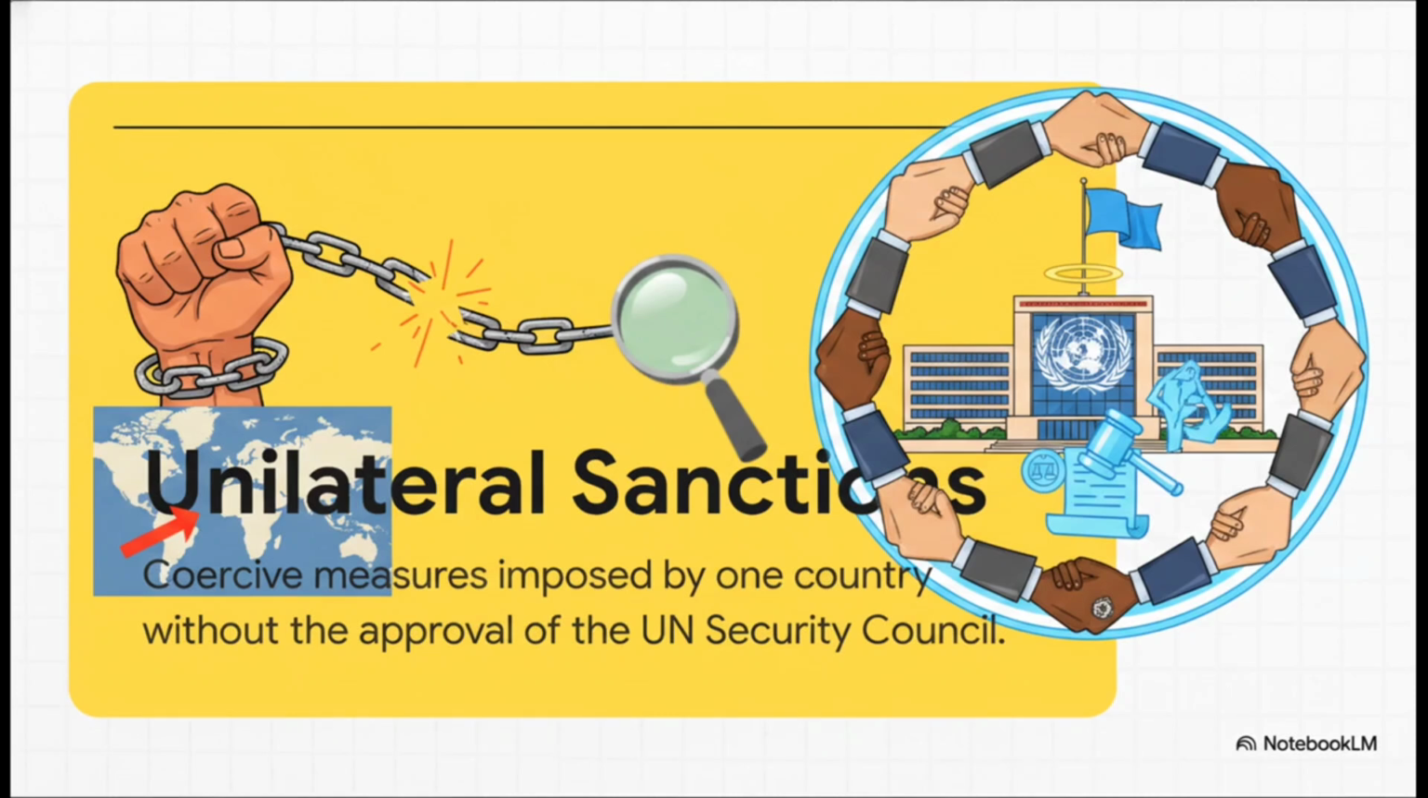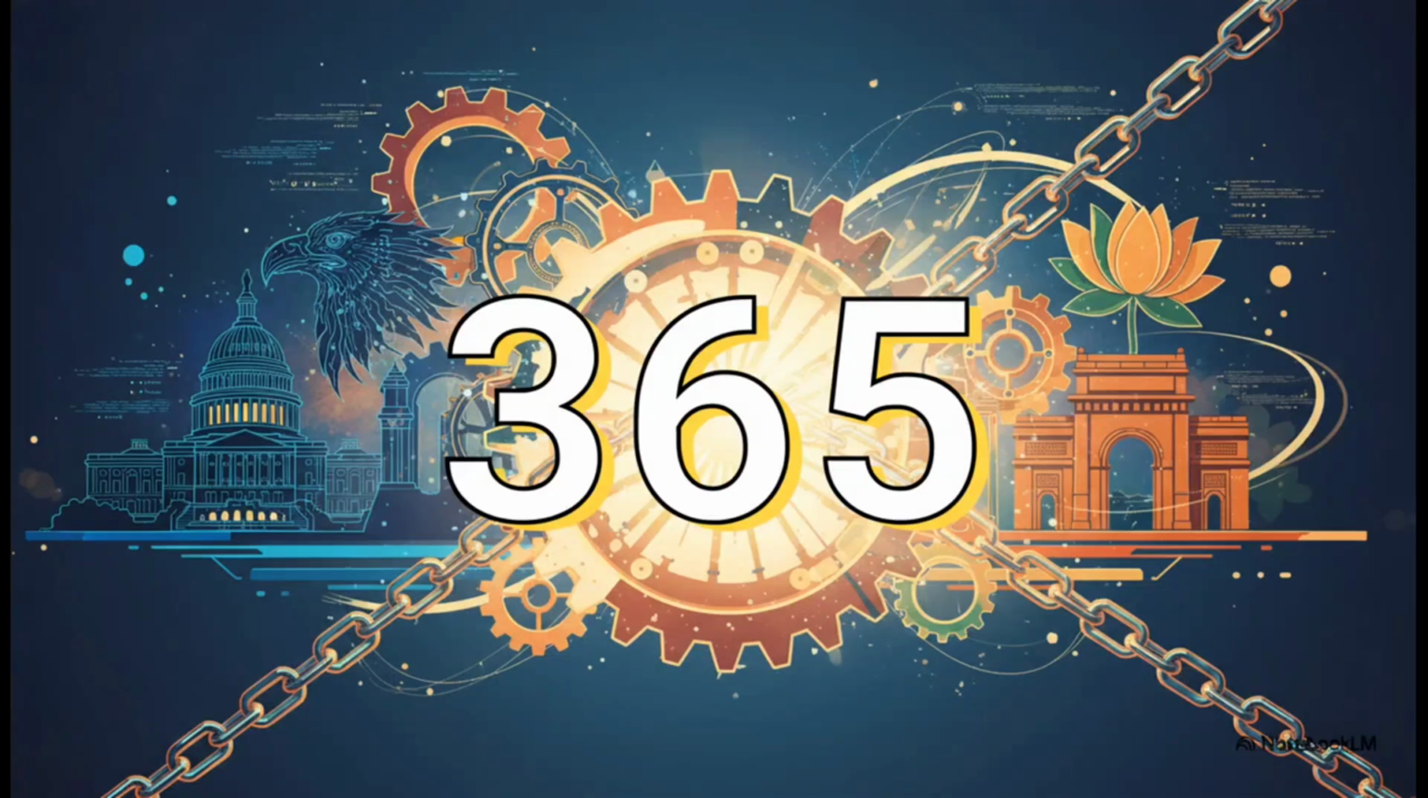It's a big plus. Now, just think about this number for a second, 365. That's the number of times the U.S. has imposed sanctions, just in this century alone. It's a huge number, and it tells you one thing very clearly. The United States is, without a doubt, the main sanctioning power in the world. And for a country like India, that reality changes everything. It's the context for all our international relations.